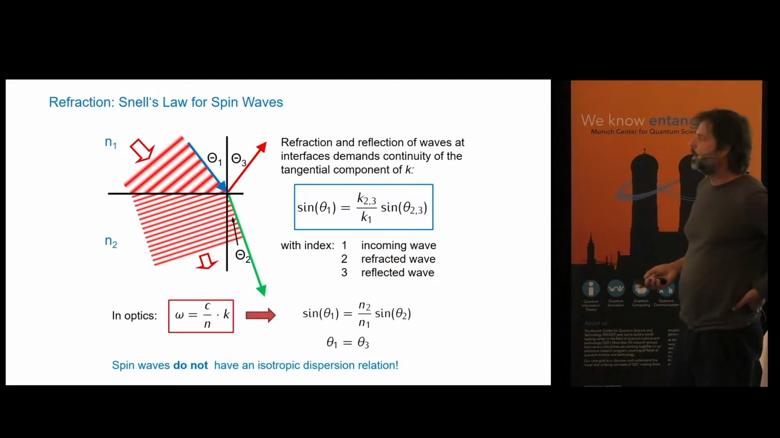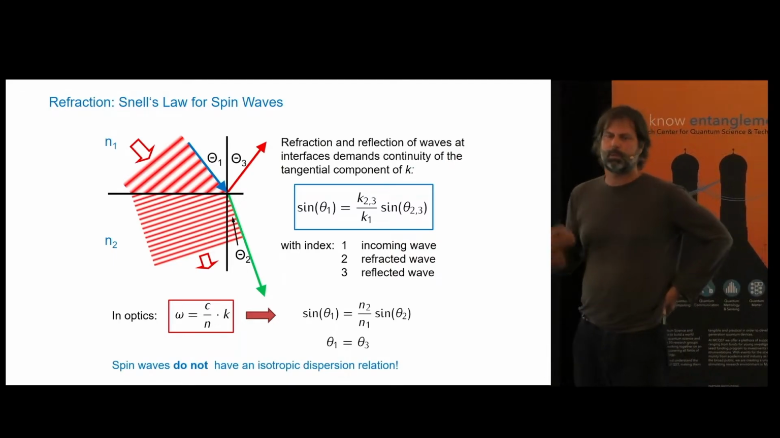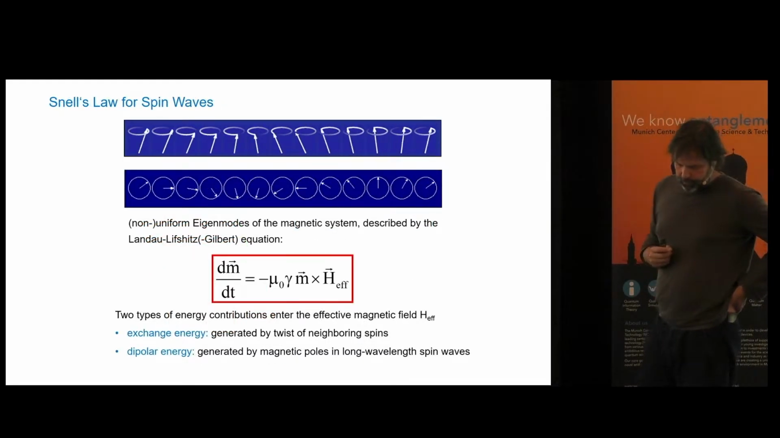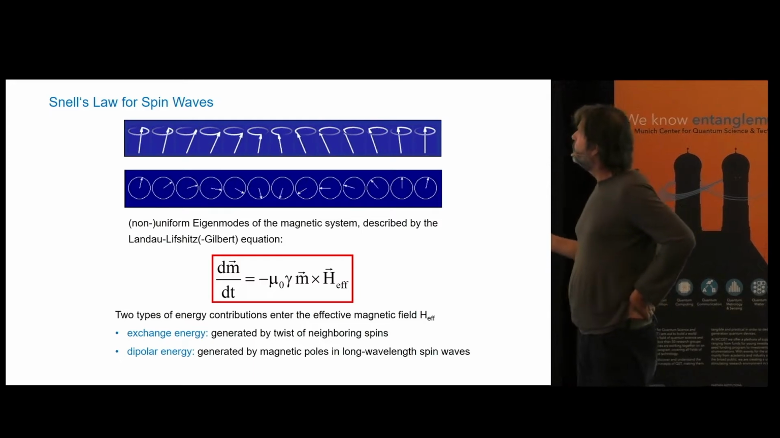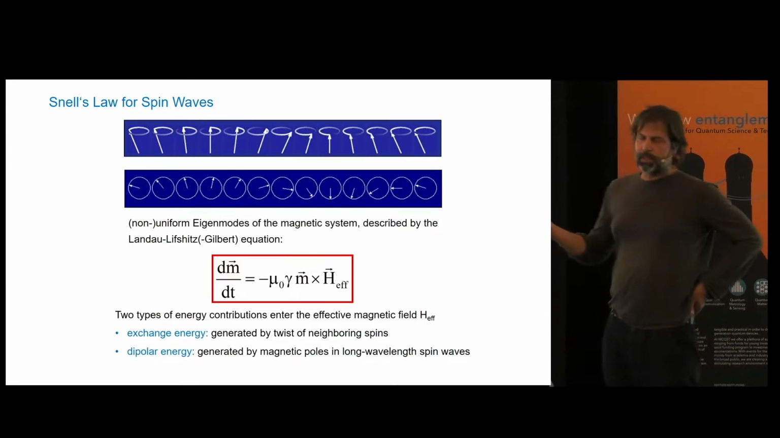Now for spin waves, this is different because we don't have this very simple dispersion relation. So spin waves do not have an isotropic dispersion relation, in particular if you go to thin films, and this is what we're interested in. So in thin films, we have magnetic excitations, the magnons. You can see them depicted here, and these are the eigenmodes of the system.